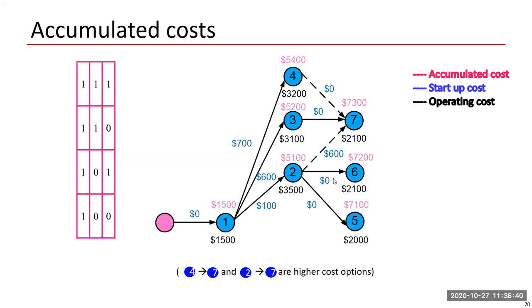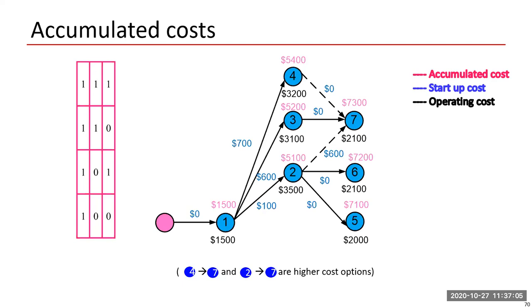The remaining you can calculate the same way, because there is only one path to reach 6 as well as 5. They would come as 7200 for node number 6, 7100 for node number 5, and 7300 for node number 7. Now this ends our 3-hour calculation.